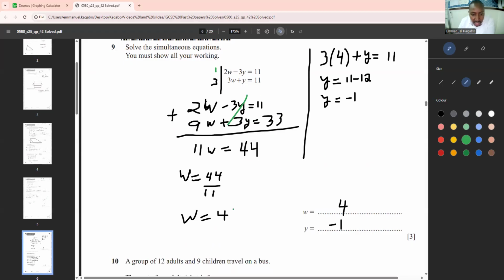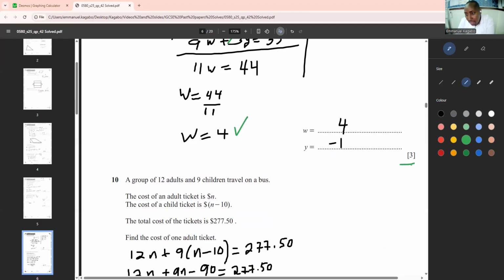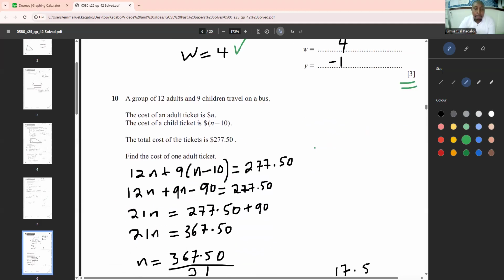Divide by 11 both sides. W is 4. Substitute into either of these equations. Me, I chose the second equation. So it will be 3W, but my W is 4. So 3 times 4 plus Y equals 11. What's 3 times 4? 12. Take 12 to the other side. I'll get 11 minus that. So Y equals that. 3 free marks in the exam.